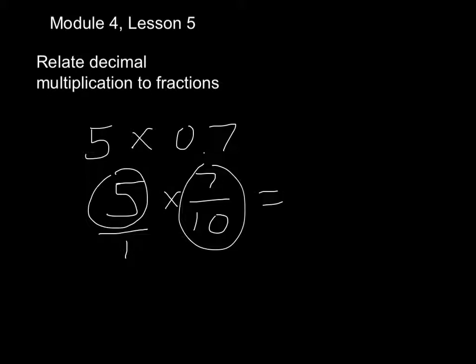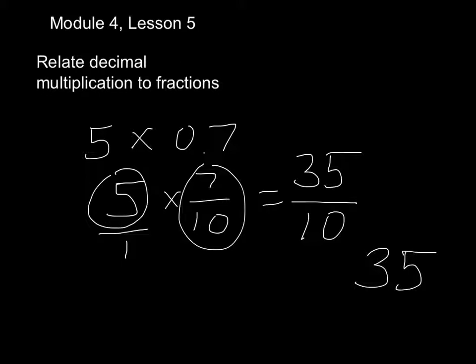5 times 7 is 35. 1 times 10 is 10. So I've got 35/10. Now I know that the way to write that as a decimal is I write 35 and then I think about tenths. Tenths I know have how many decimal places? 1, that's right. So I'm going to put my decimal right here. I can see I've got in the tenths place a 5 and my whole number is 3. 35/10 right here. Easy peasy lemon squeezy, no?